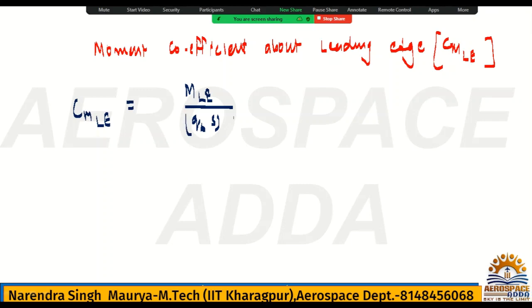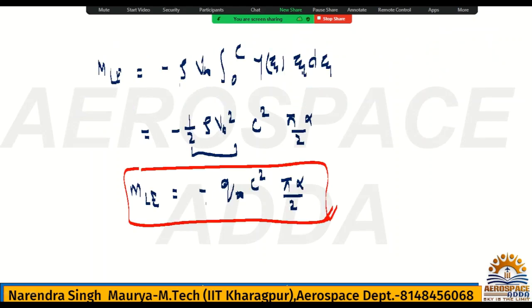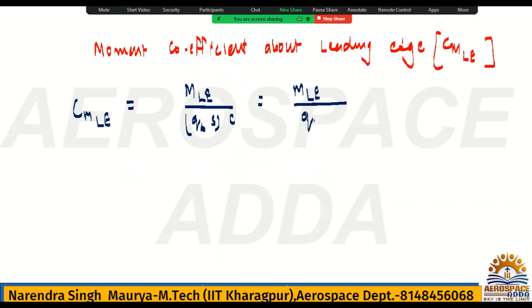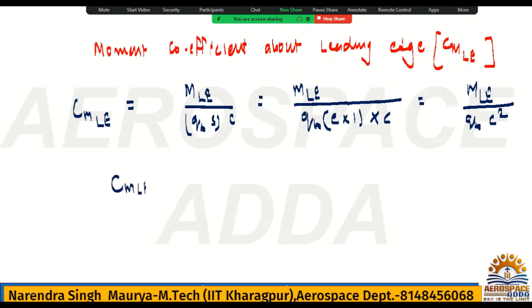Here if you write, then the total length will be chord length, okay. So you can say mle divided by q infinity. Already I think you have written in terms of q infinity, so you keep it that way only. What is s? S is nothing but c into 1, chord into 1 unit length you have taken, because it's an airfoil, so there is no span there, into c is all, one more c is there, so it is nothing but q infinity c square.